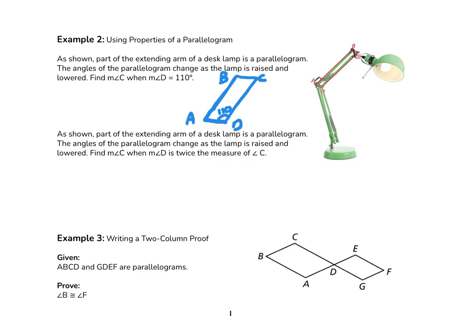So if D is 110, then what would C have to be? It'd have to be 70, right? So you only have two options today. If it's across from it, then it's equal. B and D are going to be the same thing. If it's on the same side, or same side interior, then they're going to be supplementary. So all we got to do is take 180 minus 110, and that leaves me 70 degrees.